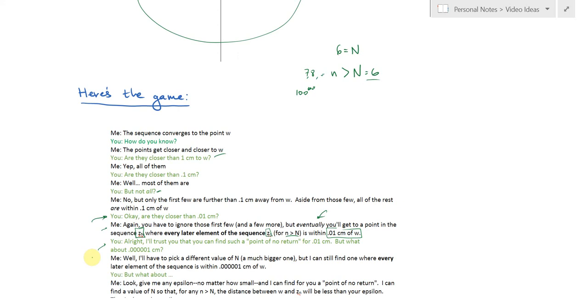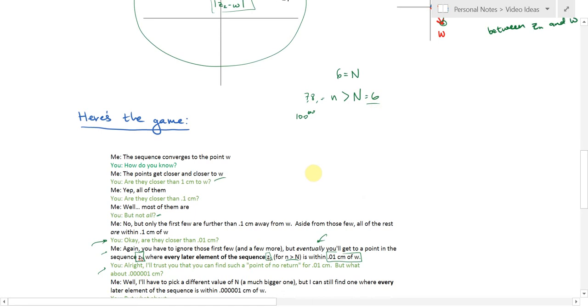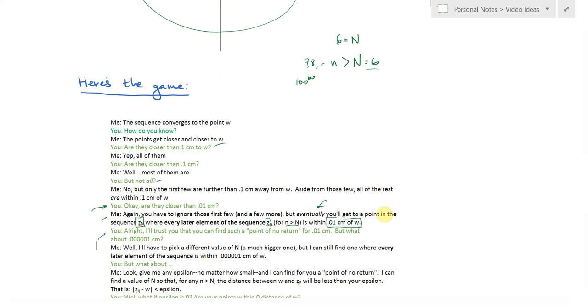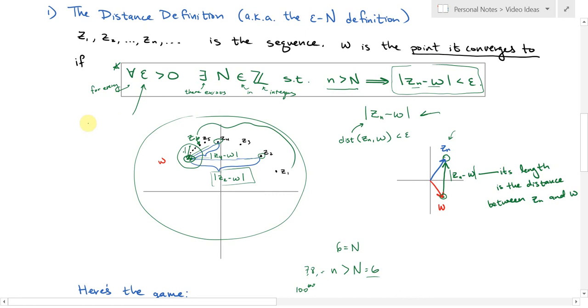Well, I'll have to pick a different value of capital N, probably a much bigger one. I'll have to wait till much further on in the sequence, but eventually I can still find a capital N where every later element of the sequence is within 0.0001 centimeter of w. But look, give me any epsilon, no matter how small. So that's what epsilon is supposed to be in that original definition. It's supposed to be some really small positive number. It's the error.